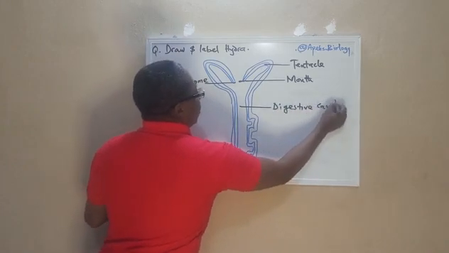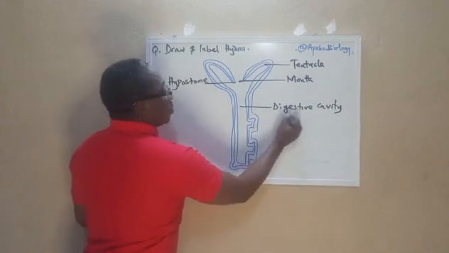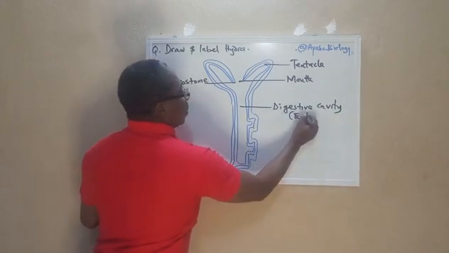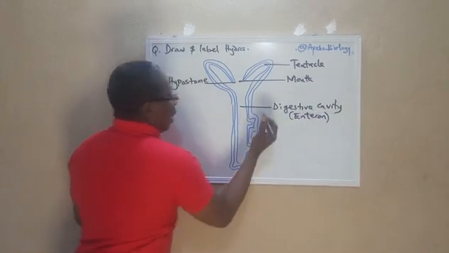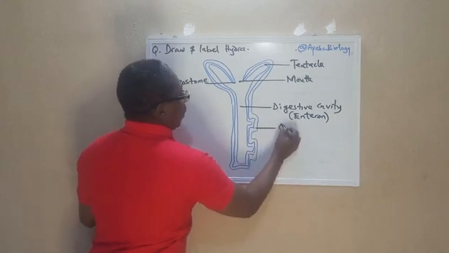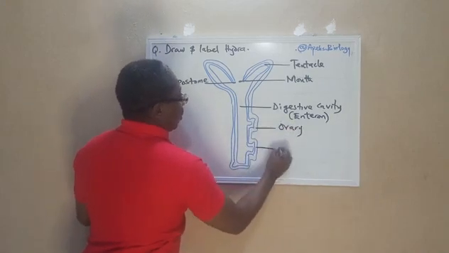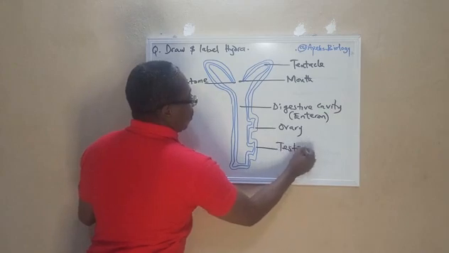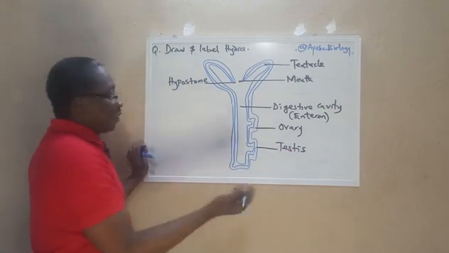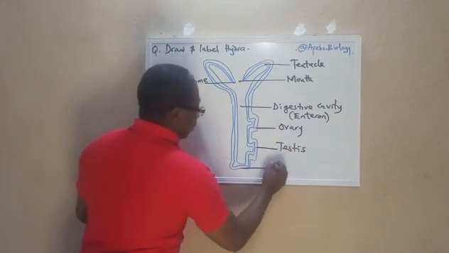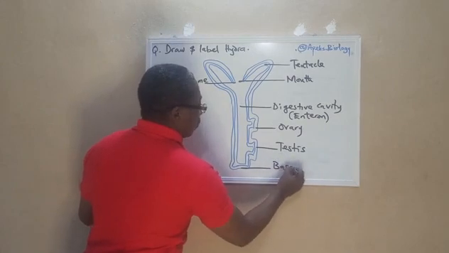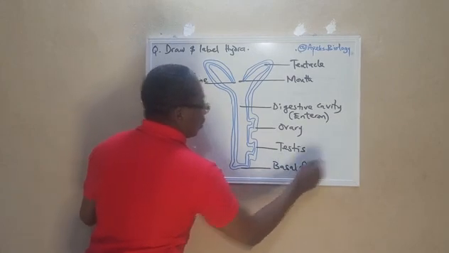Digestive cavity. Do not forget, examiners can ask you to call it enteron, right? It's acceptable. And then this can be the ovary, right? And down here we'll have the testis, meaning that it has both male and female organs. And this is the basal foot of the Hydra, all right?